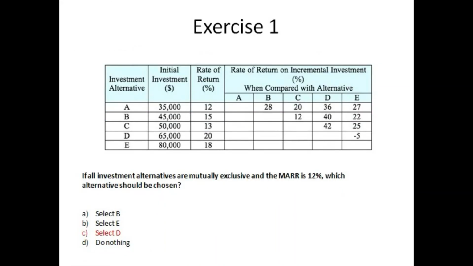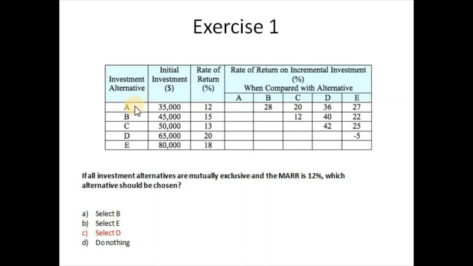Now if I change the question and tell you that all the alternatives are mutually exclusive, this means that I'm going to choose only one, the best one, and the MAR is 12%, which one is the best? Here the first step will be comparing the IRR of the alternatives to the MAR. It is 12%, so this one is good. All of them are greater than the MAR, so I will keep them for comparison. Now since they are mutually exclusive, I'm going to have to look at this second part of the table, and I want to start doing the comparison.